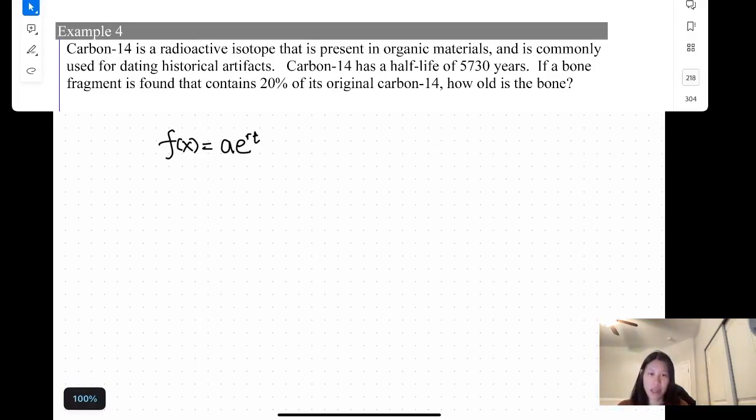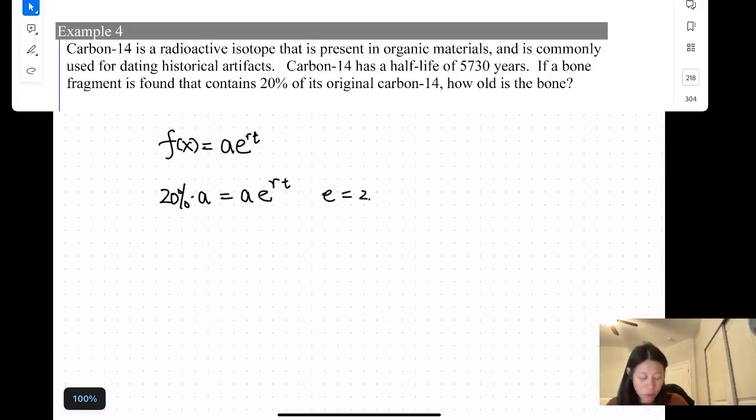So now we know that if the original, we don't care what the original mass would be. Let's say the remaining would be 20% left. So that means the output is going to be 20% of the original, A times e to the rt. The rate we don't know, and we're trying to find t.